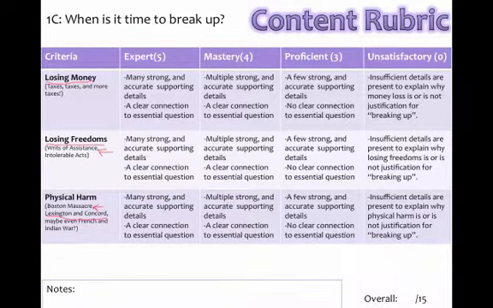And when you look at the scoring here, you have to have a lot of strong, accurate supporting details to get a 5. Having a few will get you a 4, and having not too many is going to get you a 3. Make sure that you also have a clear connection to the essential question, or else that automatically drops you down to a 3, because having no clear connection is really one of the big things that drops you down to a proficient grade on this assessment.